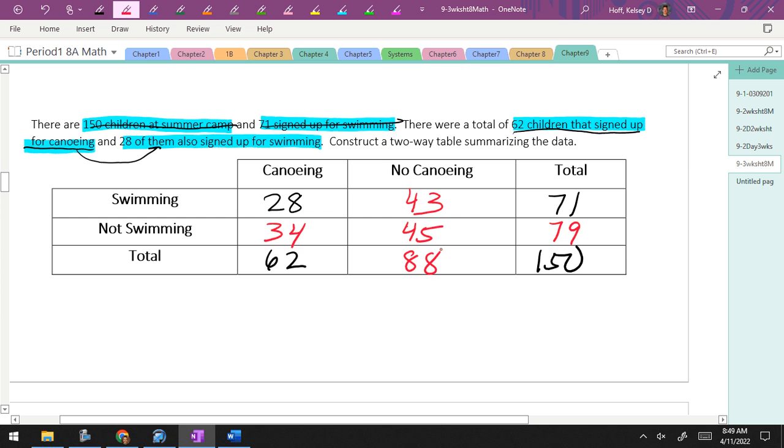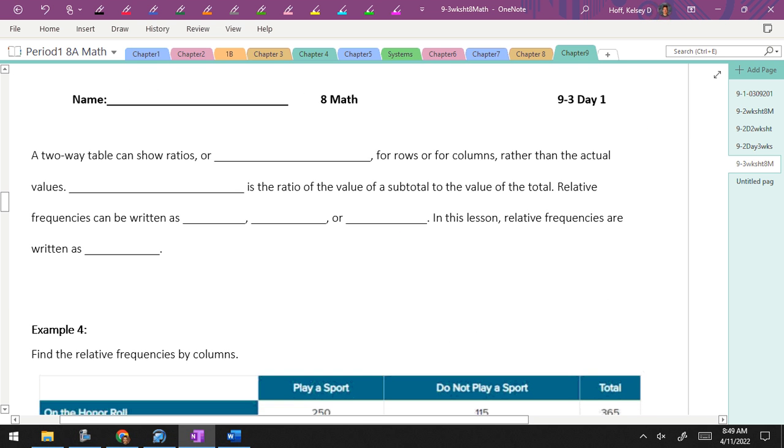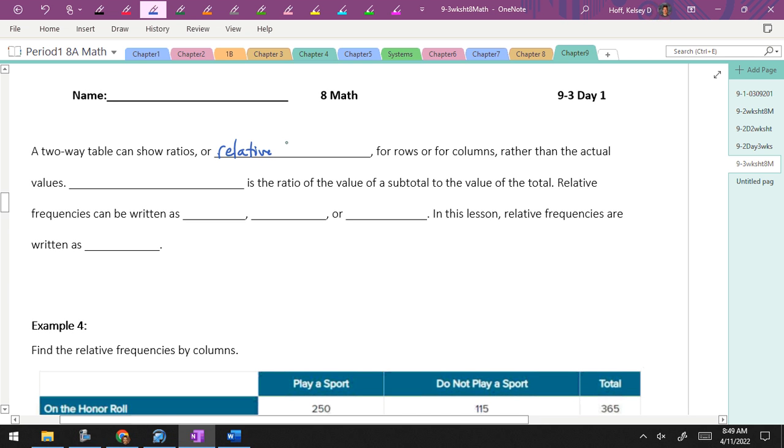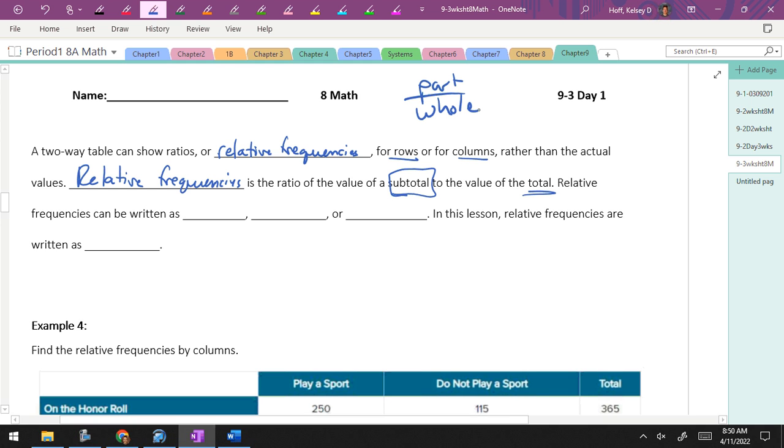One more thing. This is easy though. A two-way table can show ratios or relative frequencies for rows or columns rather than your actual value. Relative frequencies are a ratio of the subtotal to the total. Part divided by whole. Part divided by whole.